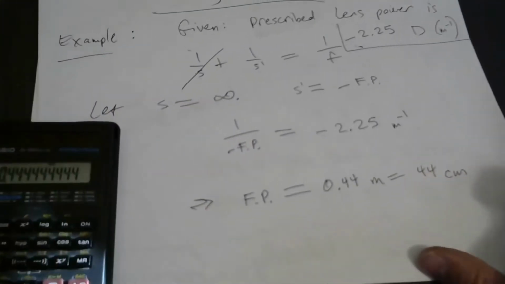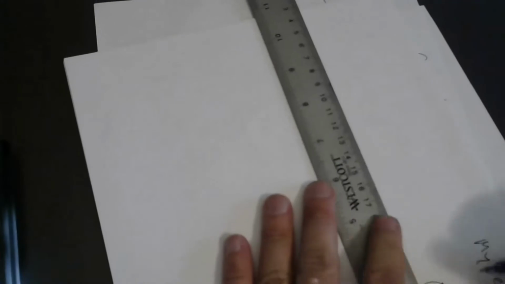Okay, so before I test this myself, quick little sketch. Here's my eyeball. Pupil. Optical axis. Looks like my eyeball's shooting out a laser beam.